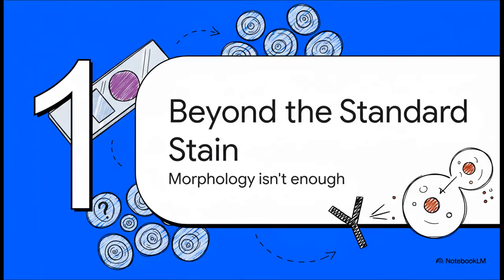For more than a century, pathologists have relied on stains to get a look at tissue. But here's the thing. Sometimes just looking at the shape of a cell, its morphology, can leave some really crucial questions unanswered, and that's exactly where IHC steps onto the stage.